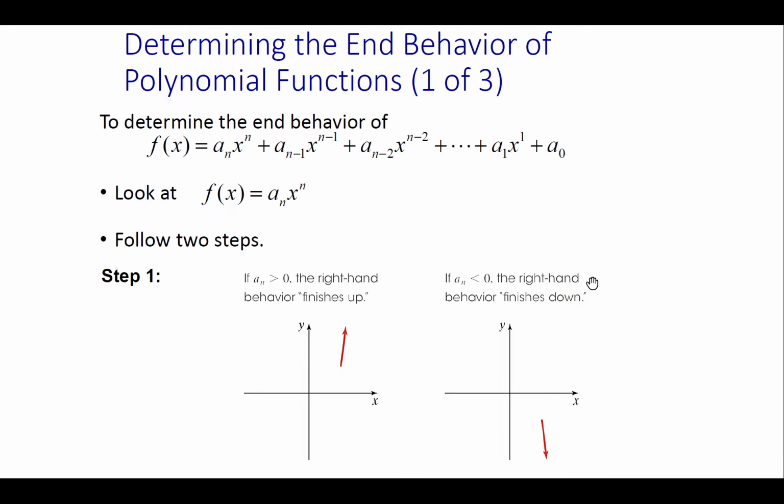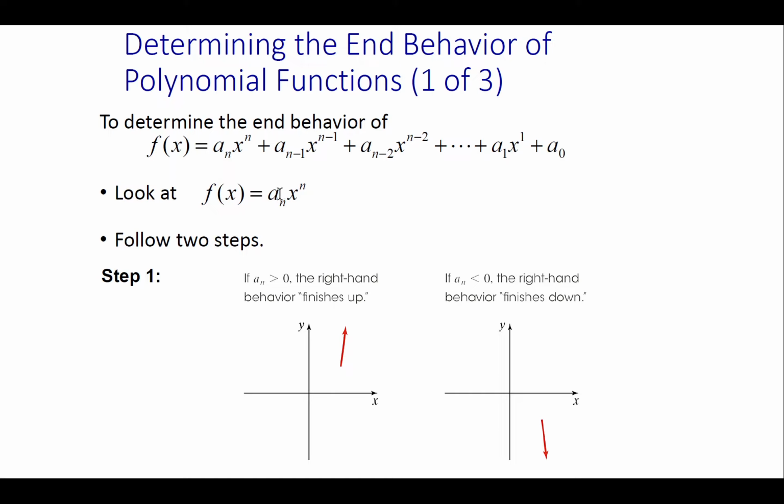Okay, determine the end behavior of a polynomial function. So this is the summary of our discussion. Look at the polynomial and look at the leading term. Here the leading term is a_n times x to the power n, and follow a two-step process. Depending on the value of a_n, if a_n is positive, then the right hand side always goes up, and if a_n is negative, the right hand side goes down. That depends on your coefficient.